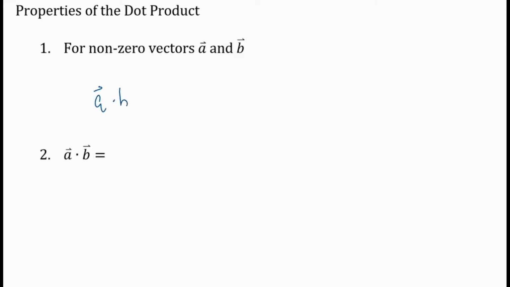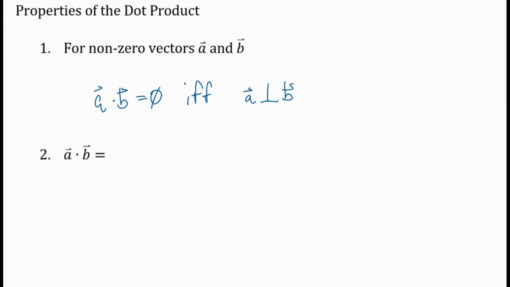A dot B equals 0 if and only if, so this goes both directions. If it's 0, then this is true. If this is true, then the dot product will be 0. So it's a very useful idea if A and B are perpendicular. Okay, not parallel, not collinear. The other version of that, which is perpendicular. They're at a right angle to each other.